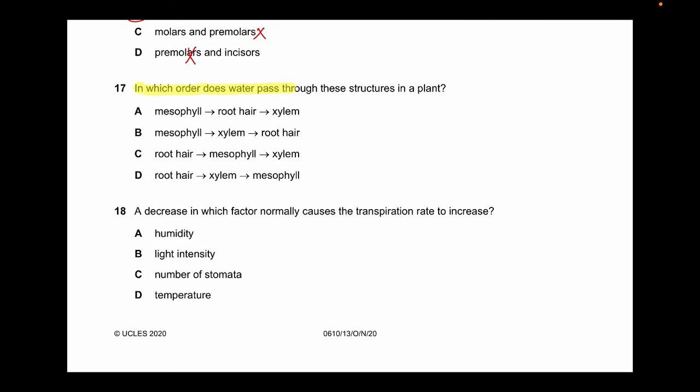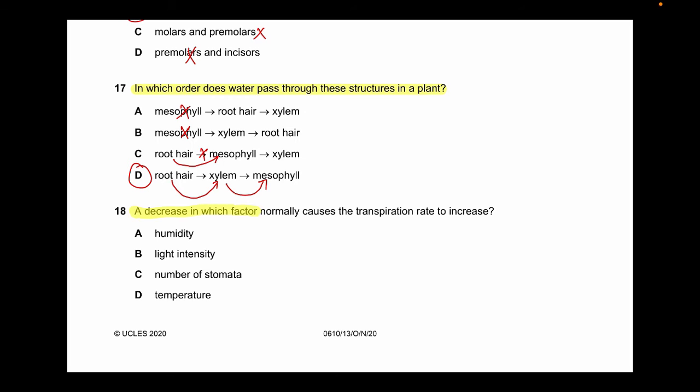In which order does water pass through the structures in a plant? Well, water never enters the mesophyll cell at first. So water enters the root hair cell, but it cannot go to the mesophyll directly. It must go from root hair cell to xylem and then xylem to mesophyll. So option D is correct.